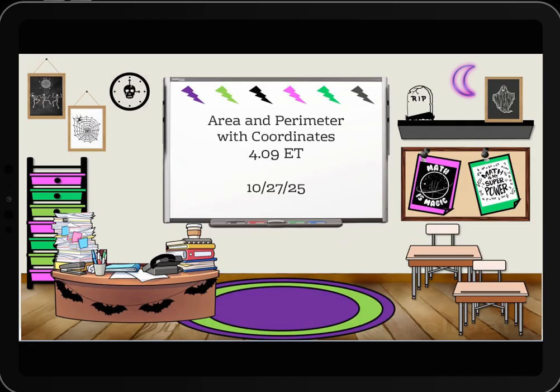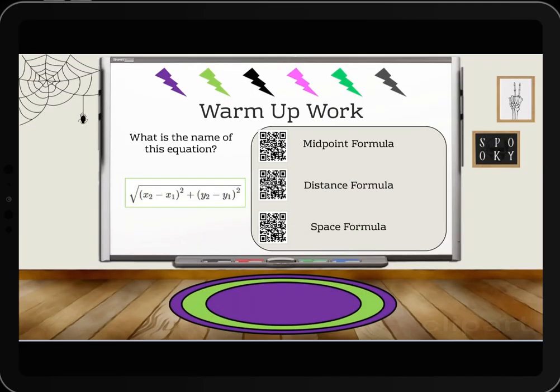All right, here we are with area and perimeter with coordinates, 4.09 exit ticket. Take some time here to recognize the name of this particular equation. You should have selected distance formula. You can see it's the square root of the sum of the square differences of the x and y coordinates. That makes it the distance formula, which we've been working with throughout the week and previous week.